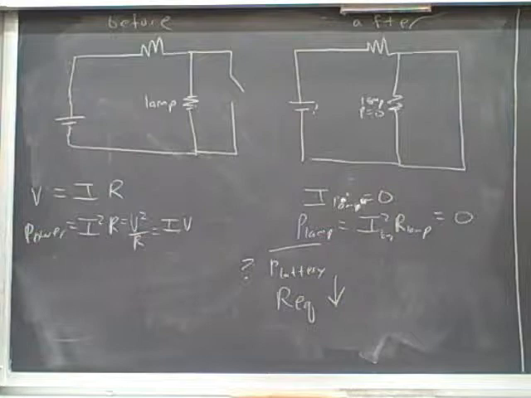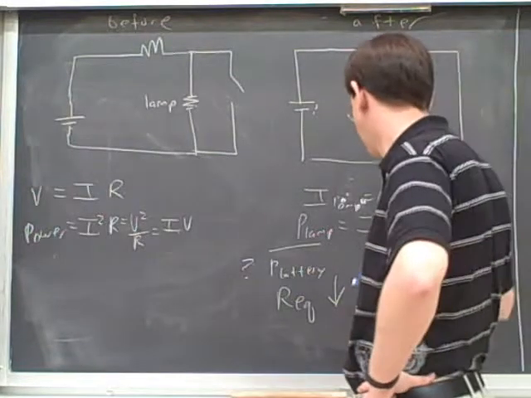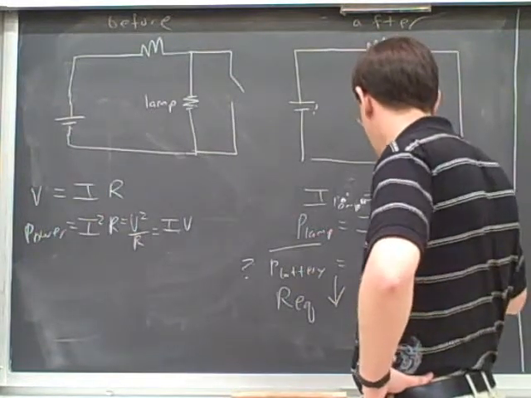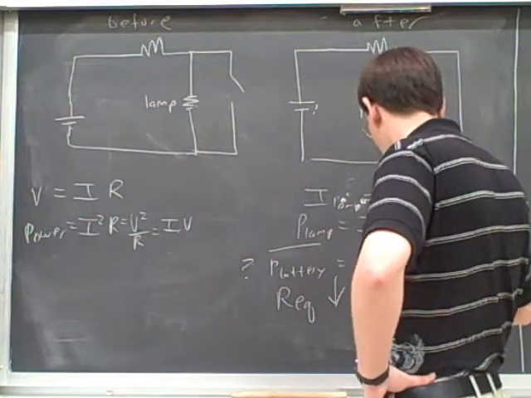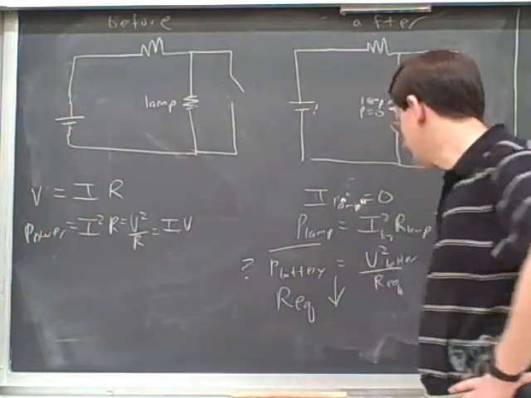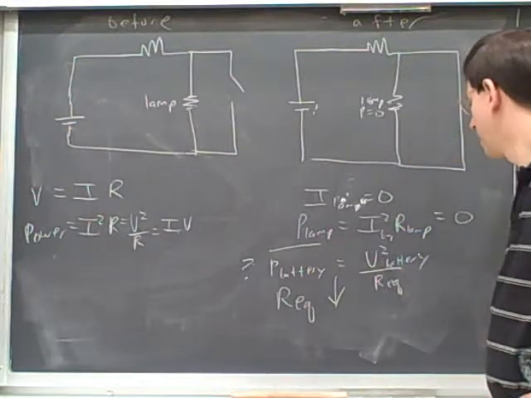It's going to go up. Which equation are you using? Which is V squared over R. Now, why is that the right equation to use? Because you know that the V is constant.